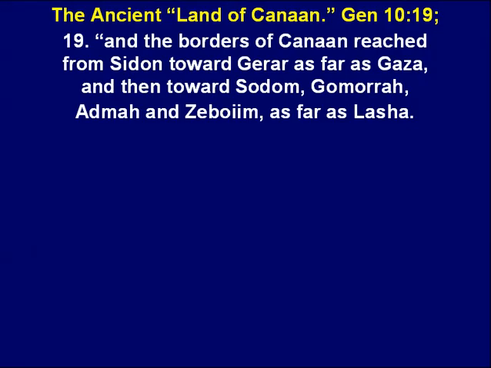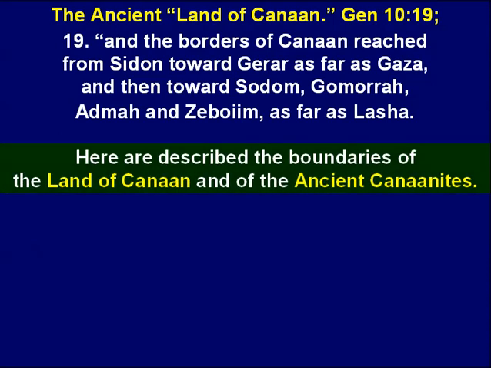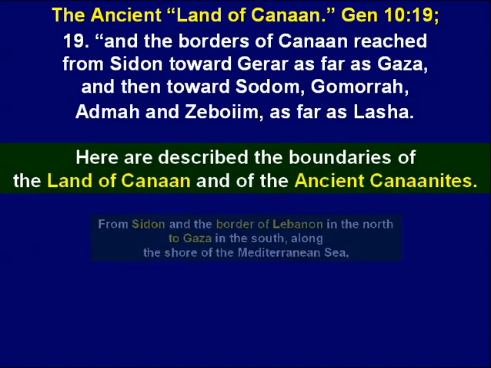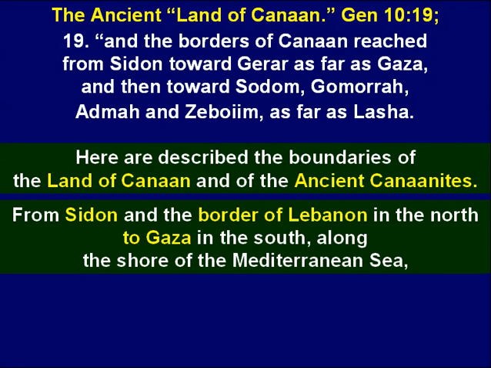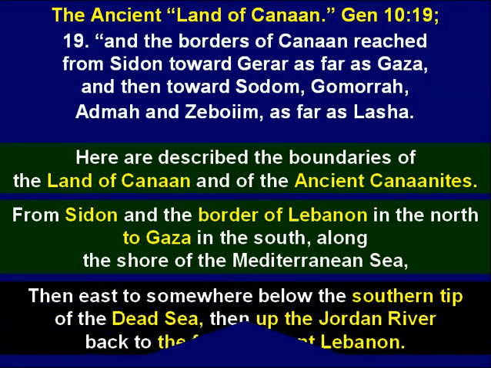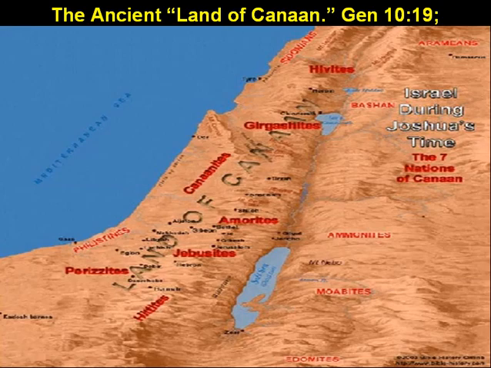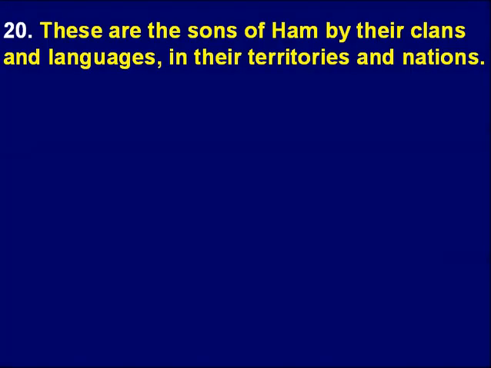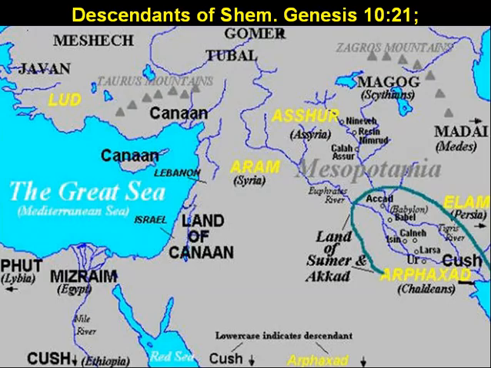Verse 19: And the borders of Canaan reached from Sidon toward Gerar as far as Gaza, then toward Sodom and Gomorrah, Admah, and Zeboiim, as far as Lasha. Here we see described the boundaries of the land of Canaan and the ancient Canaanites. From Sidon and the border of Lebanon in the north to Gaza in the south along the shores of the Mediterranean Sea, then east to somewhere below the southern tip of the Dead Sea, then up to the Jordan River, back to the foot of Mount Lebanon. These are the sons of Ham by their clans and languages, and their territories and nations.